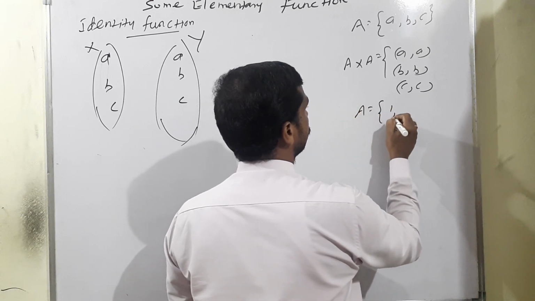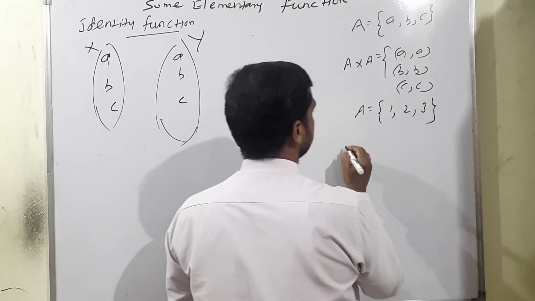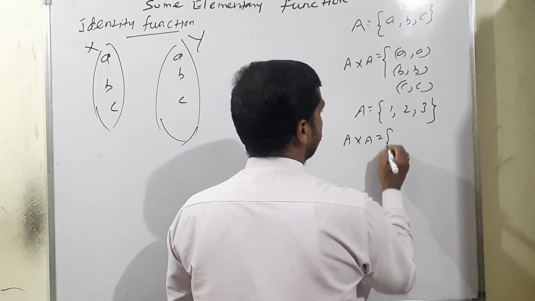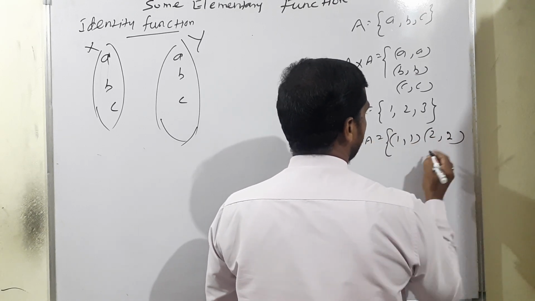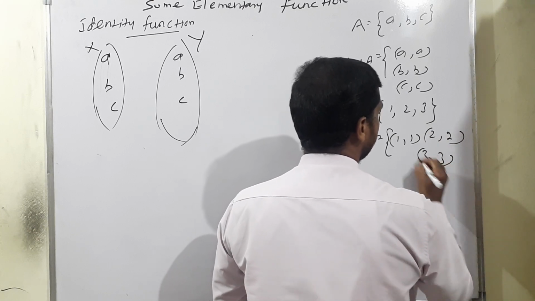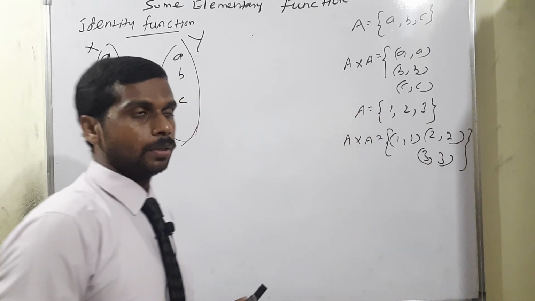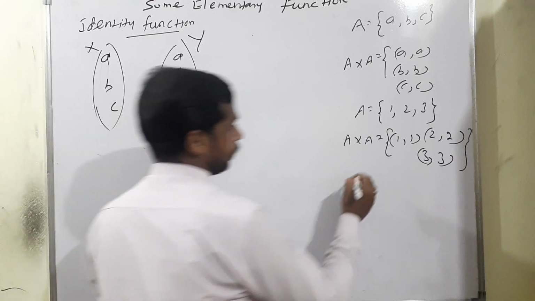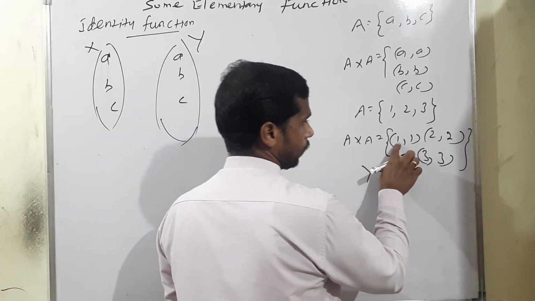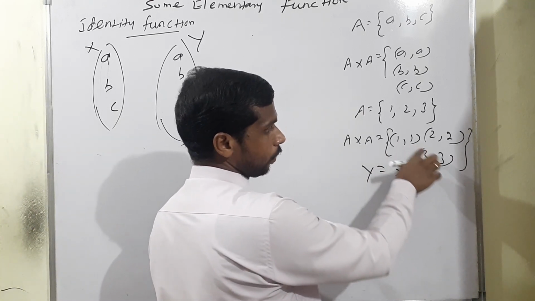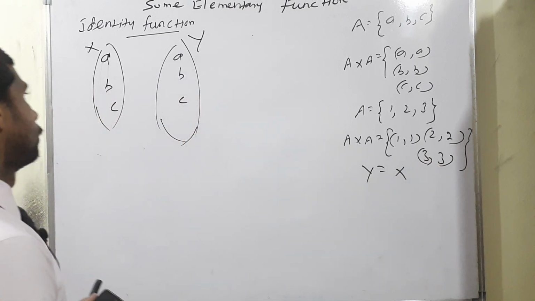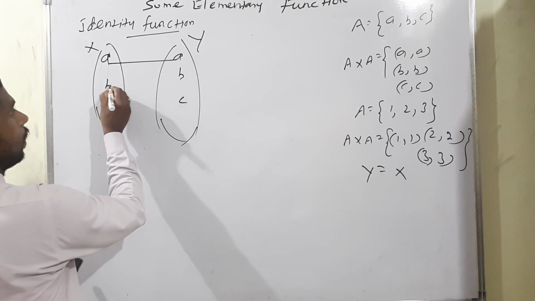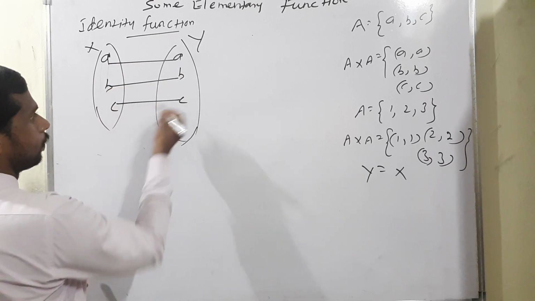For example, how to apply it to numbers? A is equal to 1, 2 and 3. So A into A means what values will come? 1 comma 1 is possible, 2 comma 2 is possible and 3 comma 3 is also possible. This is the term of identity. Look at that, y is equal to x, isn't it? So if x is 1, then y is also 1. X is equal to 3, then y is also 3.